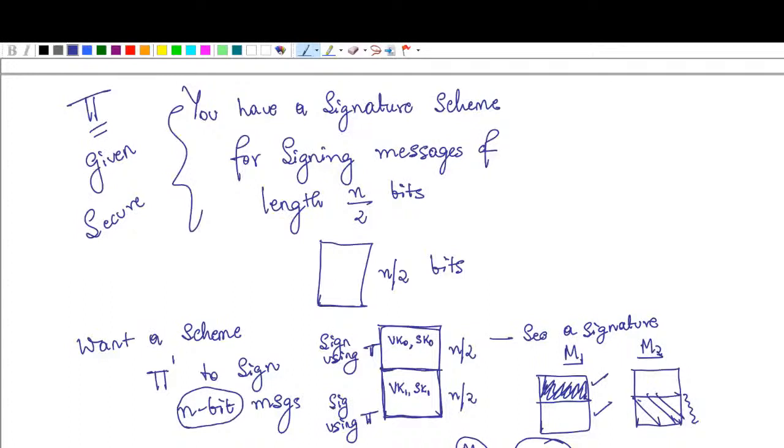So these two independent ways of signing n by 2 bits and combining them together doesn't work, even though intuitively it looks like it will work. So this is not a secure way of signing.